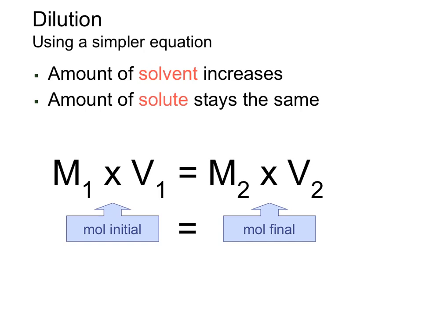And so when we're looking at this equation, the M1 is the molarity of our initial solution, so our more concentrated solution that we are starting from. V1 will be the volume of that initial solution, M2 will be the concentration of our diluted solution, so usually the concentration that we're looking for. And V2 will be the volume of that new diluted solution.